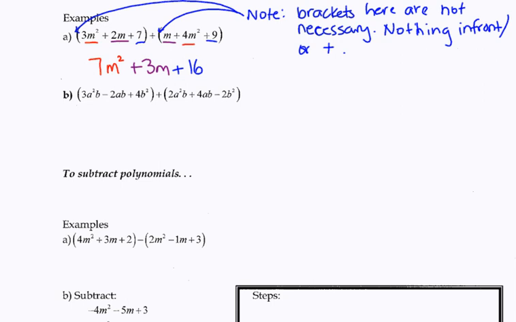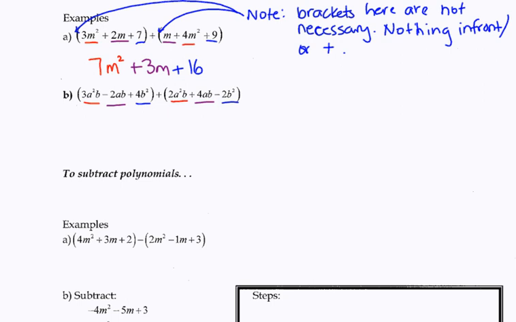So we have to have the same variables and those corresponding variables have the same exponents. Okay, are you done? Yes, no? Okay, the a squared b terms are like terms. They have the same variables with the same corresponding exponents.